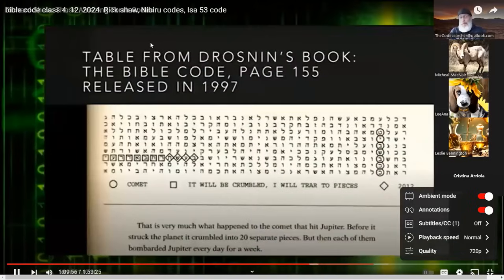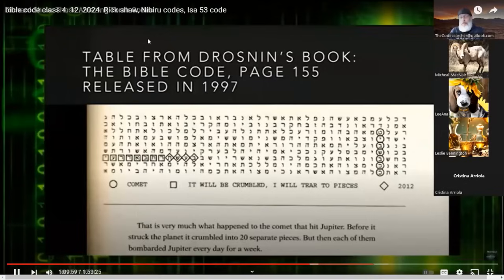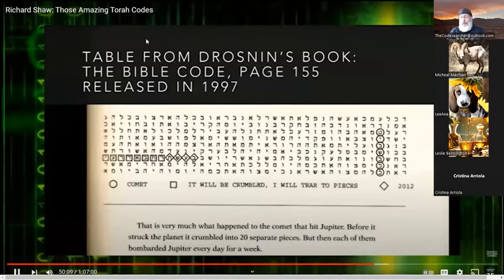In Michael Drosnin's book, released in 1997, on page 155, it says, "Comet, it will be crumbled, I will tear to pieces, 2012." Now, this is really interesting, and I actually forgot about this code. This could be considered a predictive code here, because he did find this before Comet Elenin. If you guys remember Elenin when it came by, there was even talk that it might have a close approach and even impact the Earth, and people were freaking out about it. But then it went around the sun, and it was torn to pieces.